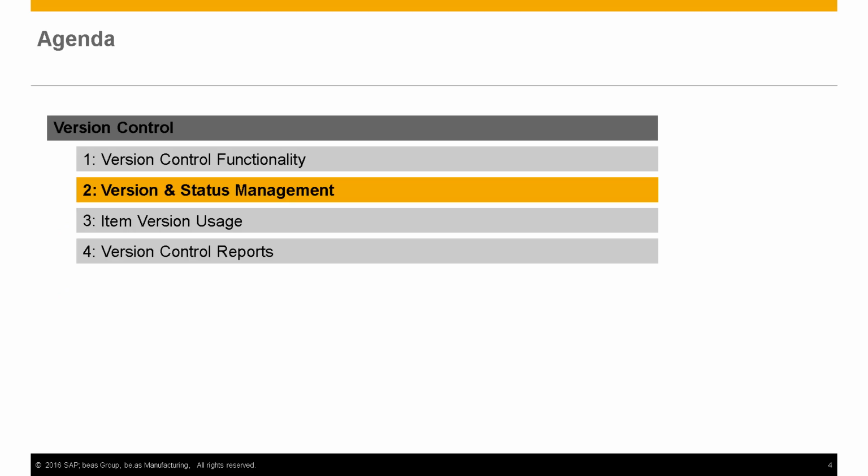Okay, so now, how are we going to set up in the system? There are two new concepts that we are going to use to assign that specific bill of material or routing to our finished good or assembly, and these are version and status management.